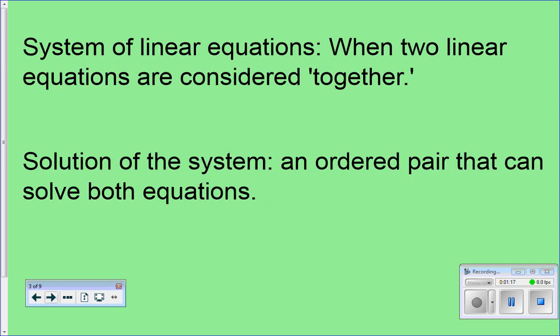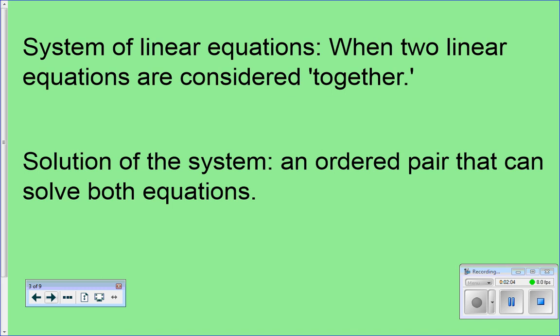Two vocab words I have for you. The first one is system of equations. The second one is solution. So a system is when there's two equations that you're going to put on a graph. The solution is the ordered pair that can solve both of the equations.